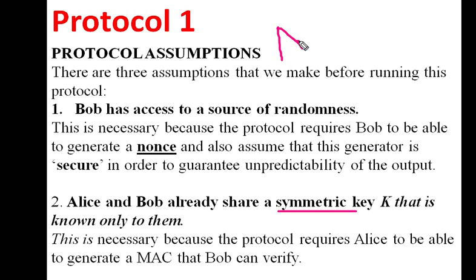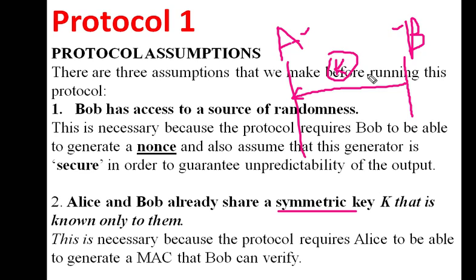So this one is Alice and this one is Bob. Bob has access to a source of randomness and is able to generate nonces, and we also assume that this generator is secure in order to guarantee unpredictability of the output. Then Alice and Bob already share a symmetric key that is known only to them. If a third person knows this key, then he can easily access your message.